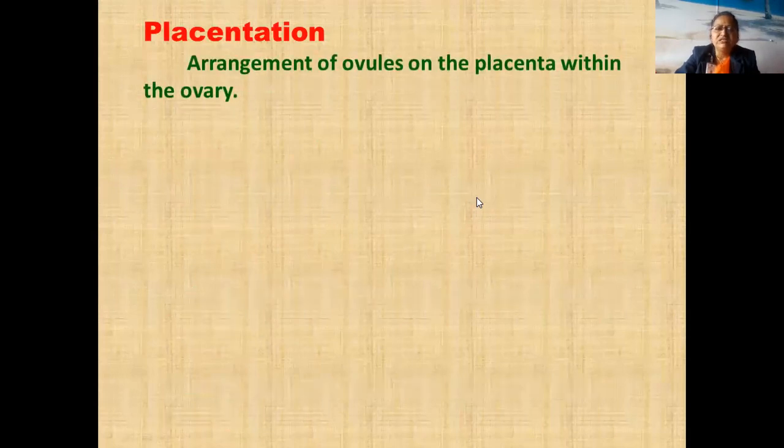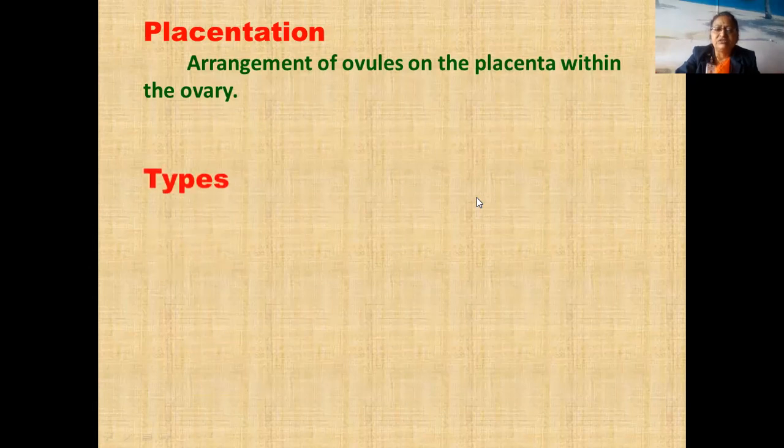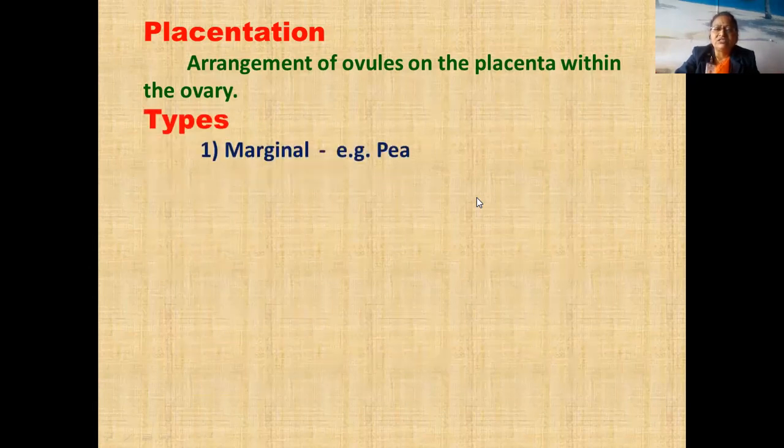Then the next part, placentation. Arrangement of ovules on the placenta within the ovary is known as placentation. There are different types of placentation. First is marginal placentation, example pea plant. Here ovules are arranged on the fused margins of a unilocular ovary, known as marginal placentation.